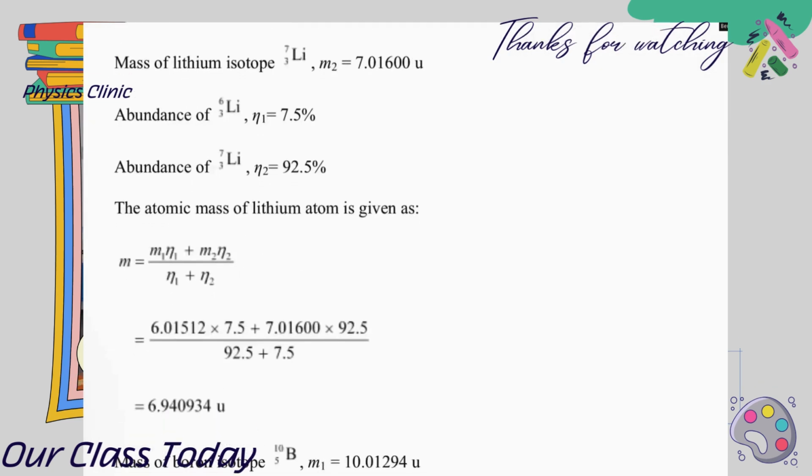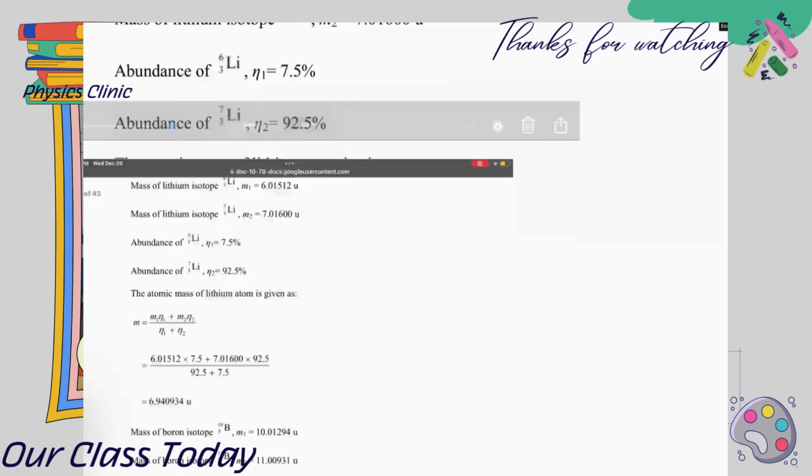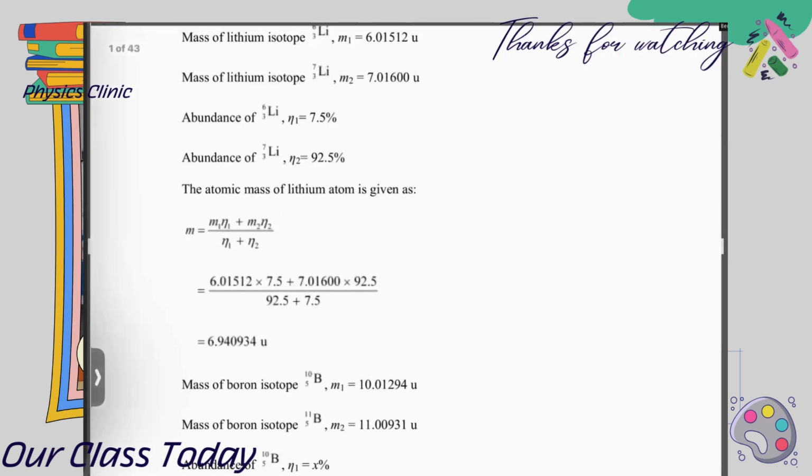So the mass of lithium isotope 7 and 6 is given. Okay. So the abundance is taken as some symbol. You can use any symbol for this. Okay. So the abundance, you can make it A1, A2 like that. So this is the formula.